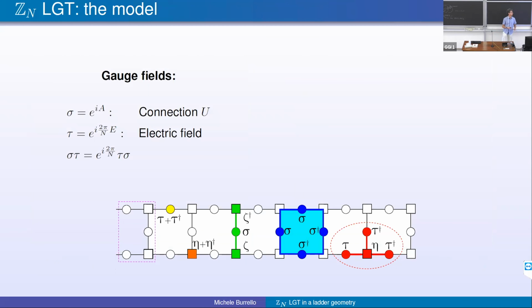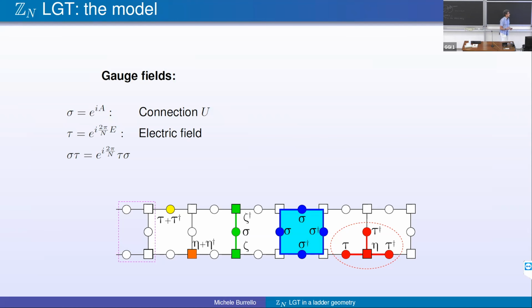So let me begin introducing the model that I'm going to address. The model is depicted in this picture, on the ladder. In particular, we must consider two different sites. There are the matter sites, represented by the squares, where matter degrees of freedom live, and the circles instead represent the links over which the gauge bosons live.